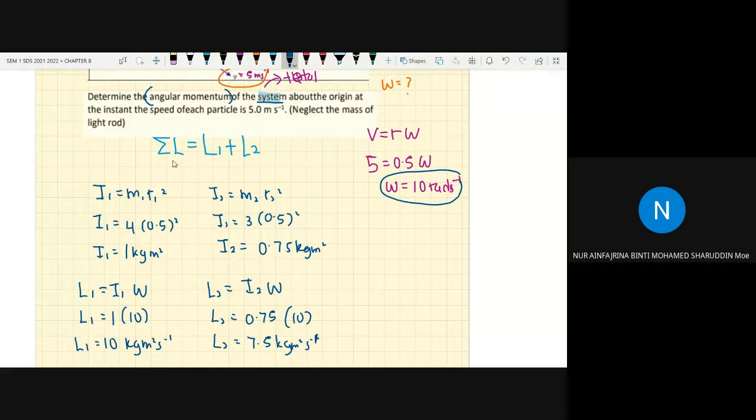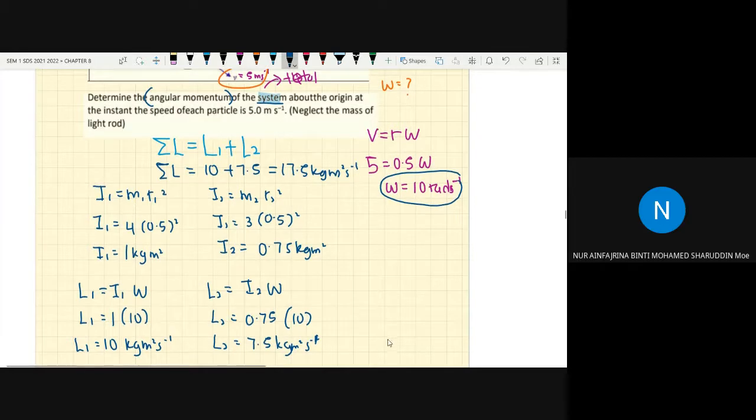So sekarang masukkan je dalam formula summation of angular momentum akan jadi 10 tambah dengan 7.5 di mana you akan dapat 17.5 kg meter square per second. Okay, boleh faham ke ada yang nak ulang balik sikit? Faham. Faham. Yang lain?